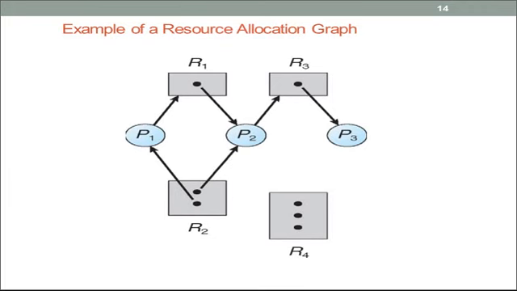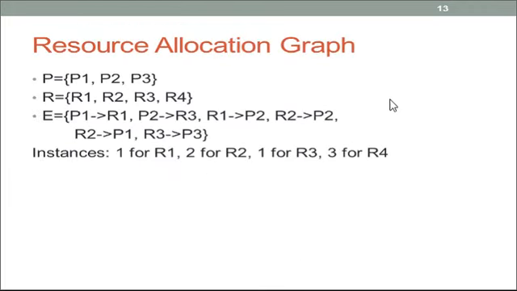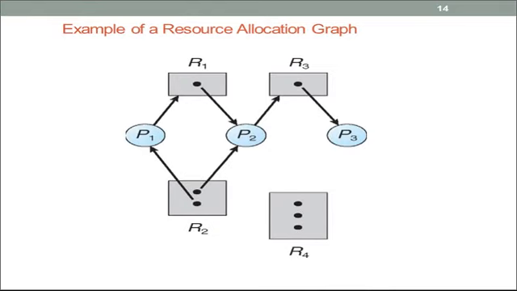Let us see an example of this resource allocation graph. We have a sample graph with 3 processes and 4 resources, and the set of edges is also given. We have 1 instance for R1, 2 instances for R2, 1 instance for R3 and 3 instances for R4. We can draw this graph as we have on this slide. We have the edges from P1 to R1, R1 to P2, P2 to R3, R3 to P3, and the edge from R2 to P2 as well. In this graph, we have the edges as shown in the previous information.